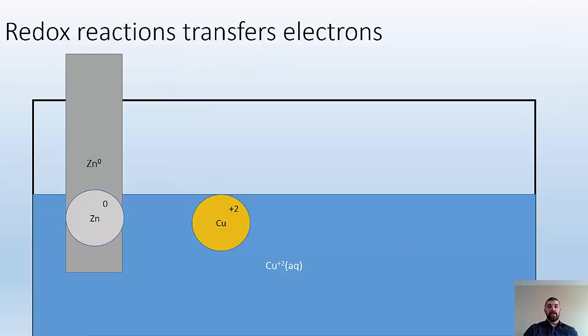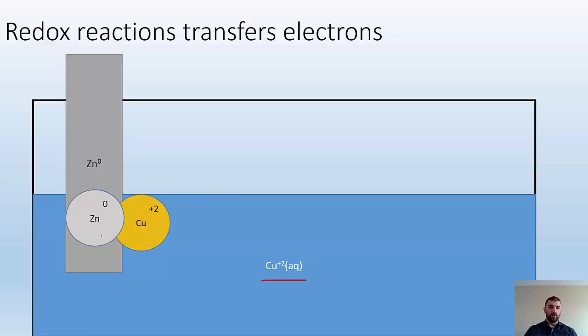Cool. So redox reactions transfer electrons. Remember, we got reduction, which is gaining electrons, and oxidation, which is losing electrons. So let's say I have a piece of zinc and I put it in some copper solution. Those copper ions are going to be attracted to the zinc, right?